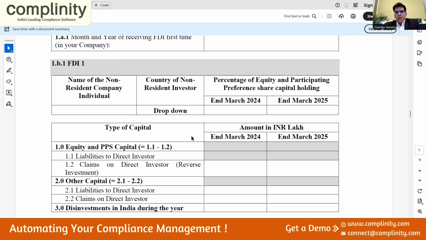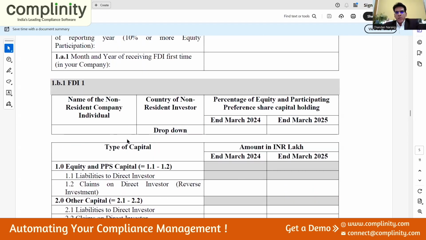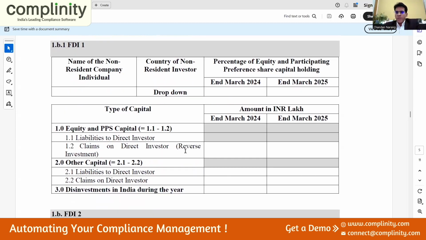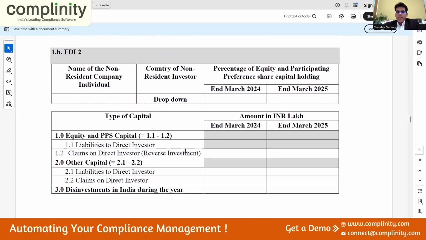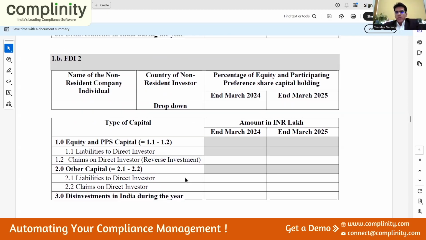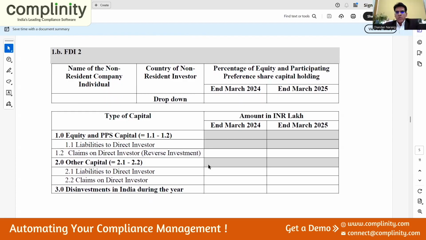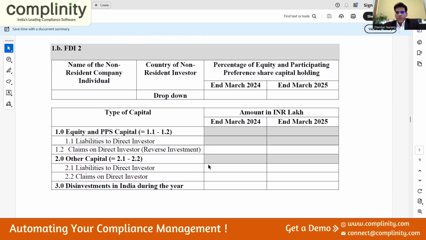So, for example, here you have mentioned details of one foreign investor who is holding 10% or more. In case you have more than one, for example a second investor, you need to put in similar details for the second investor here. You will find an add or save button here. Just after you fill in the details of one investor, you click on add, and you will find similar boxes to fill in the details for the second investor.